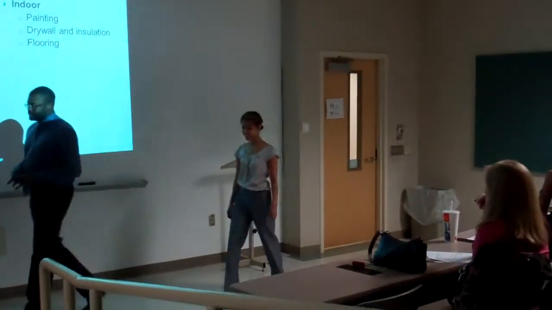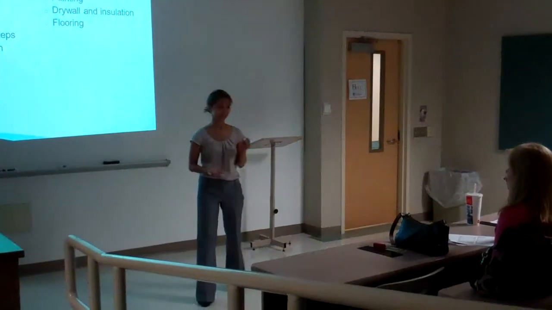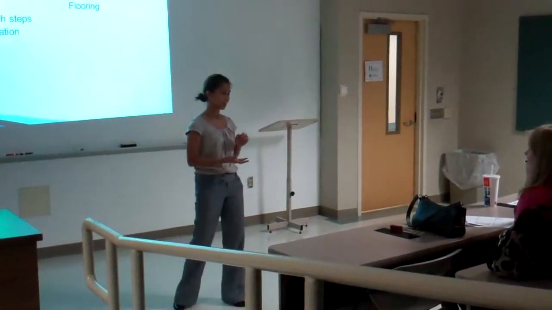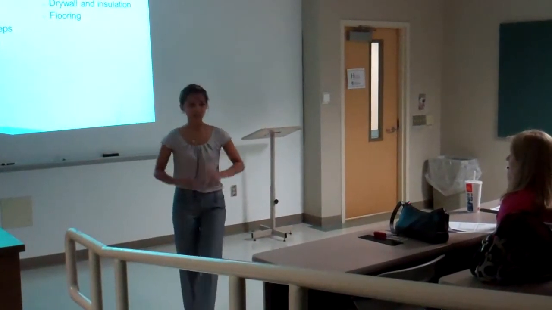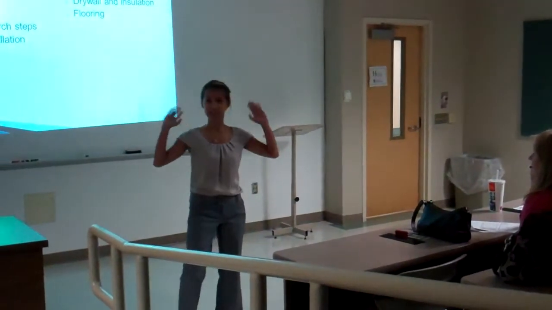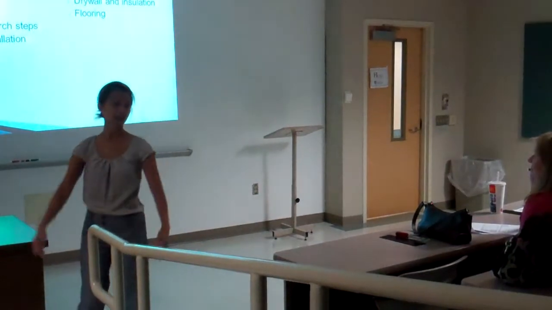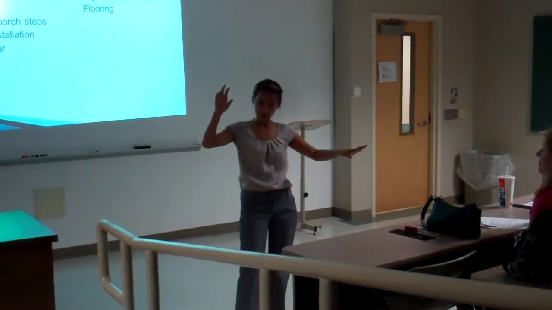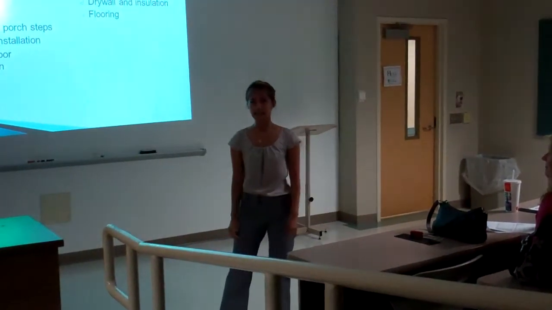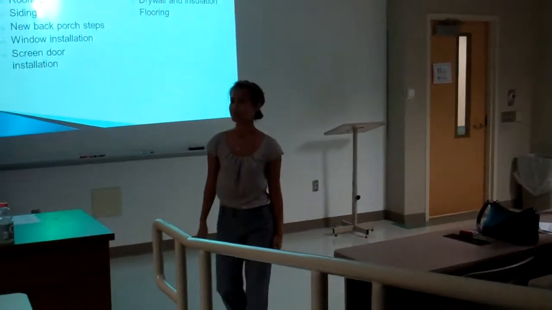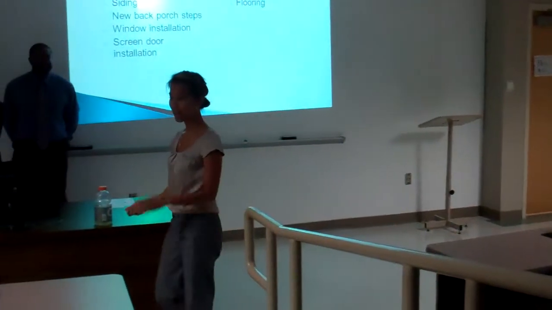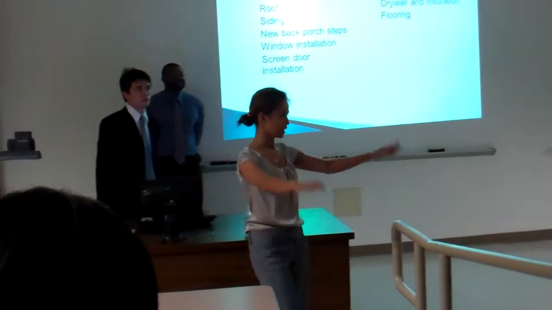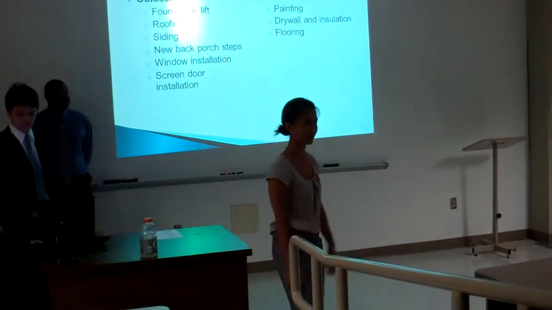Thank you, Reggie. The scope of the project includes outdoor and indoor. Now, for the outdoor, the house needs foundation lift, sidings around the whole house, roofing. We're going to install windows and doors, and also back door steps. Now, for the indoor, the house needs painting, drywall and insulation, flooring.